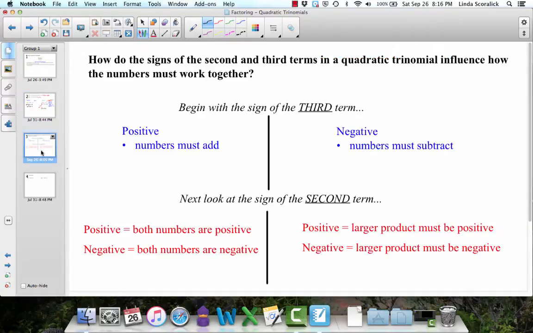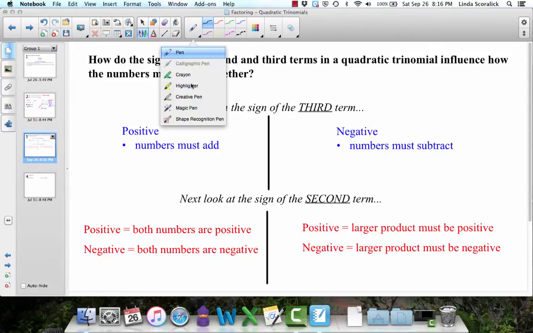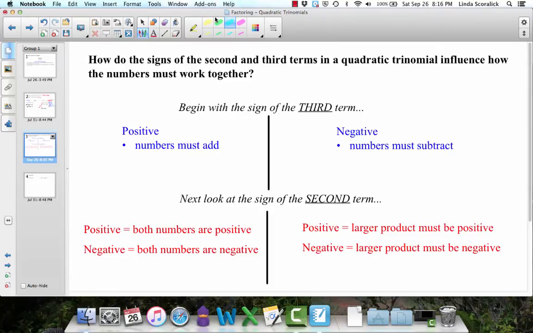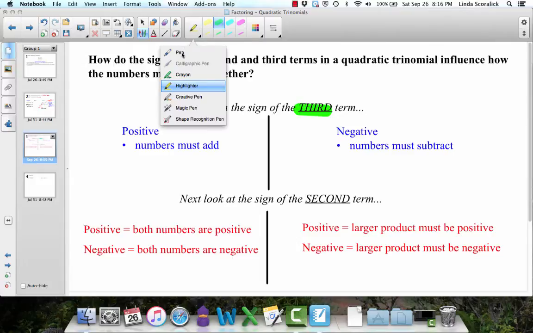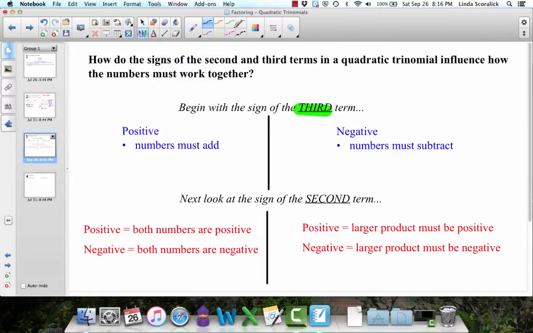It's important that we talk about the signs of the second and third terms and how they influence the number placement when you're factoring a quadratic trinomial. You always want to begin by looking at the sign of the third term. And if you remember back to the previous example, I highlighted the fact that the third term was negative, and that meant that the numbers had to subtract. If that number is positive, then the numbers have to add. It's important that you note, though, that add means that they use the same signs.